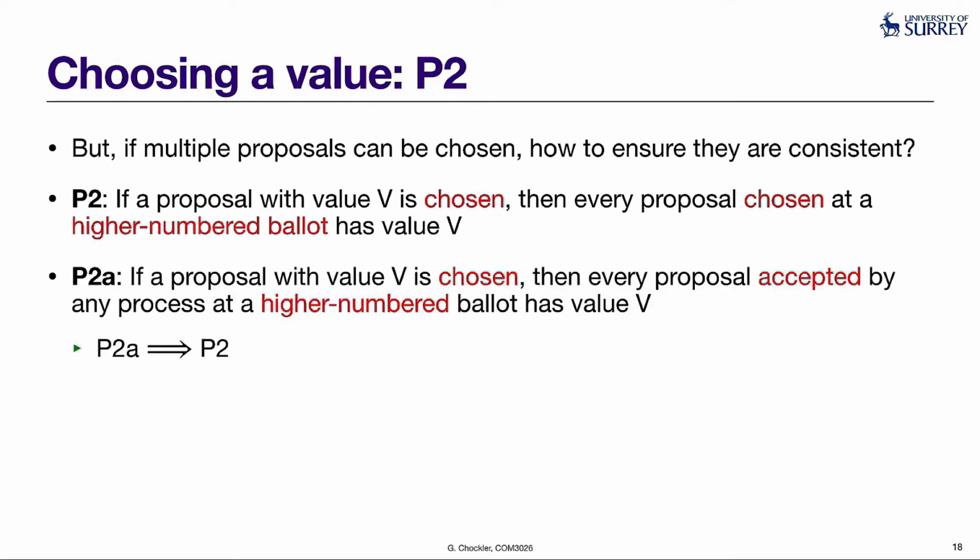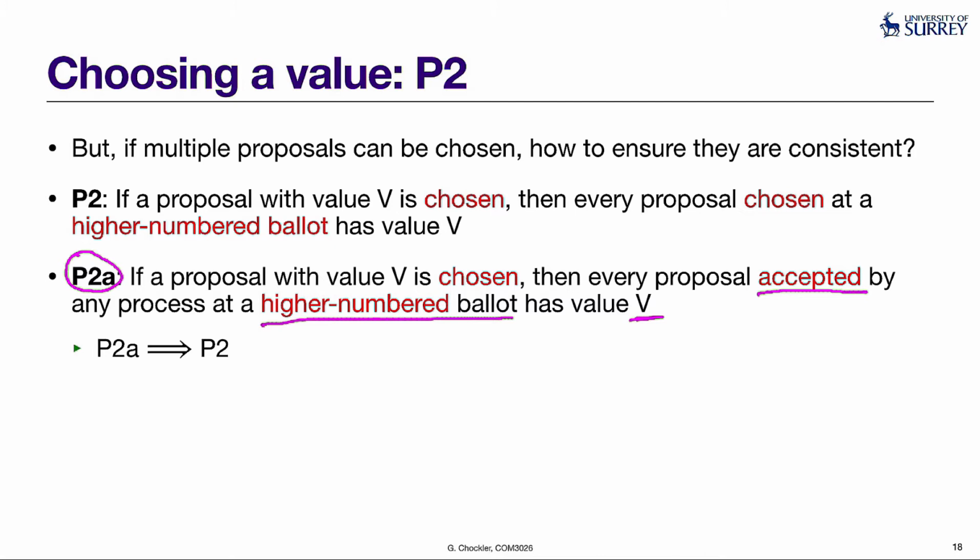First, we will refine P2 into P2A. And P2A is as follows. If a proposal with value V is chosen, then every proposal accepted by any process at a higher numbered ballot has the same value. Now notice that we are drilling down from this high-level view in which we actually see the quorums of processes.